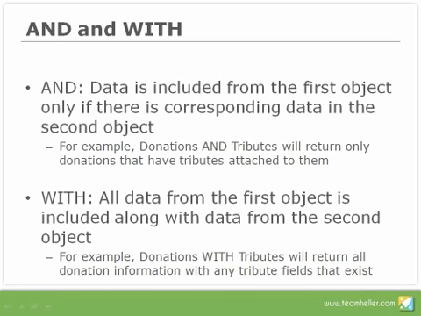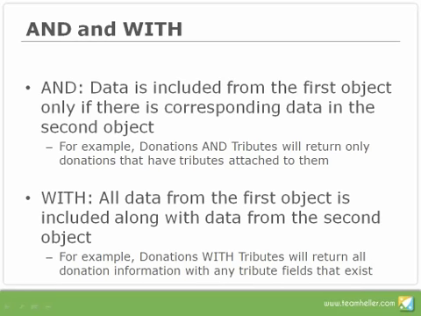With means all data from the first object is included along with the data from the second object. In our previous example, if you said use donations with tributes, then you'll get all the donation information, and for those donations that have tributes, you'll also see the tribute information for those records.